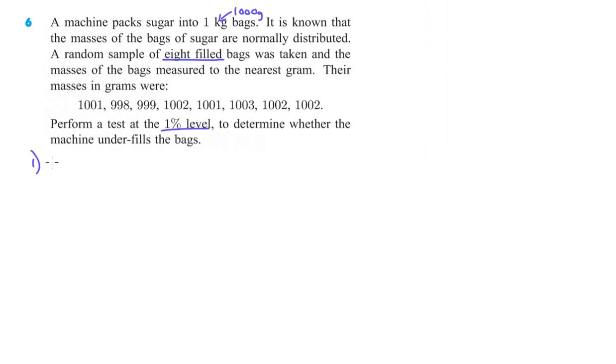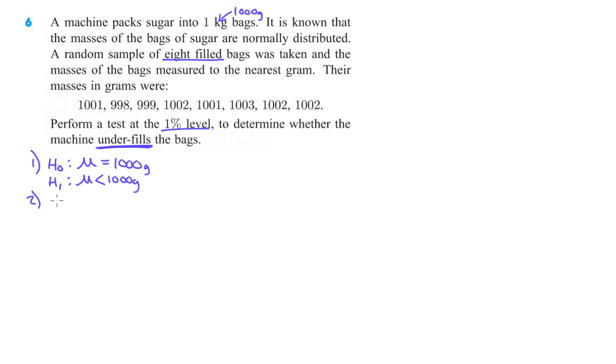So the first thing is to write the null hypothesis, and that's always where the mean is going to equal whatever it should be. So the mean should be right at 1,000. Okay, in this case 1,000 grams. The alternate hypothesis is going to be that the mean is not going to be 1,000 grams. And then this one here, we're specifically looking for underfilling the bag, right? So we want to know if the mean happens to be less than 1,000 grams. That's our alternate hypothesis. Okay.